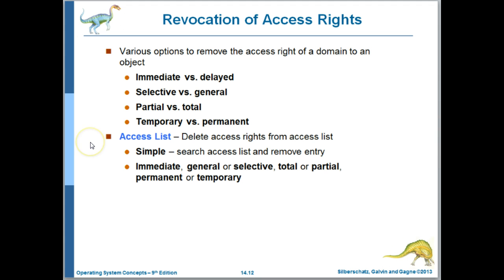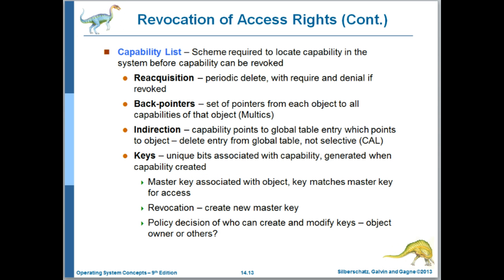So with respect to access lists, there's a good set of options here. The only one that's missing is that revoking an access right from an access list is immediate. It can't be delayed. So revoking access rights from access lists is simple, because those access rights remain with the object.